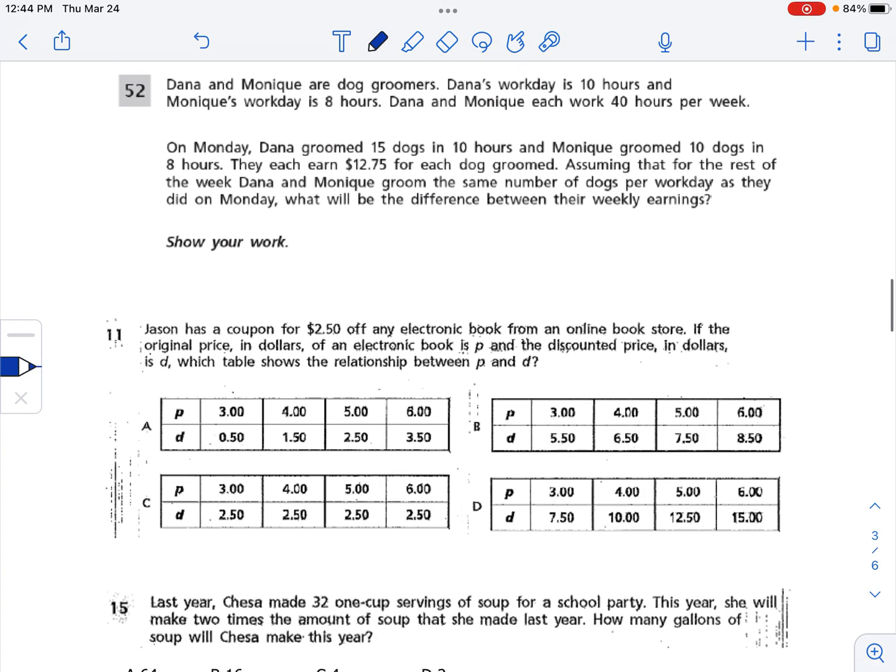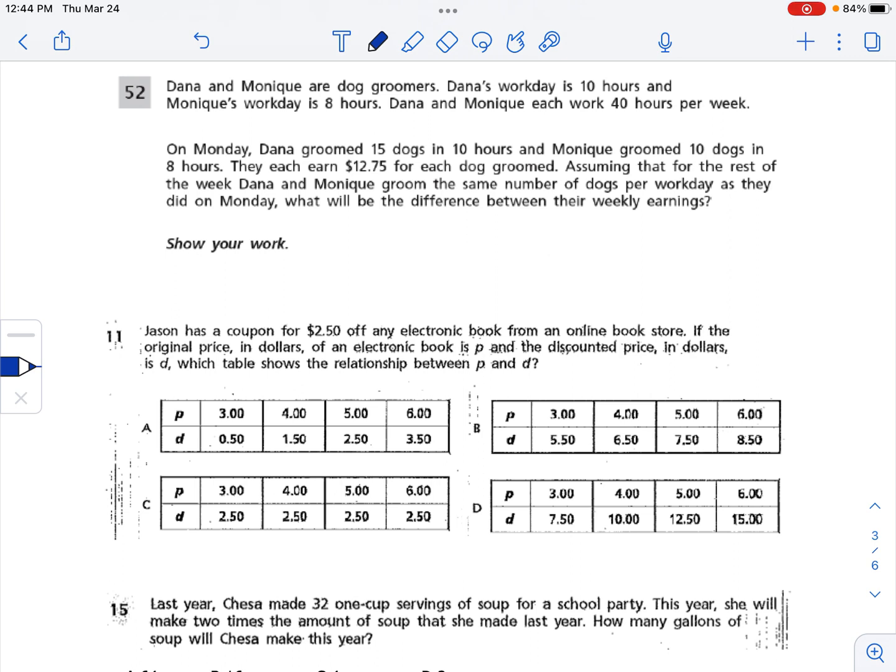All right, next question. Dana and Monique are dog groomers. Dana's workday is 10 hours and Monique's workday is 8 hours. Dana and Monique each work 40 hours per week. On Monday, Dana groomed 15 dogs in 10 hours and Monique groomed 10 dogs in 8 hours. They each earned $12.75 for each dog groomed. Assuming that for the rest of the week, Dana and Monique groomed the same number of dogs per workday as they did on Monday, what will be the difference in their weekly salary?